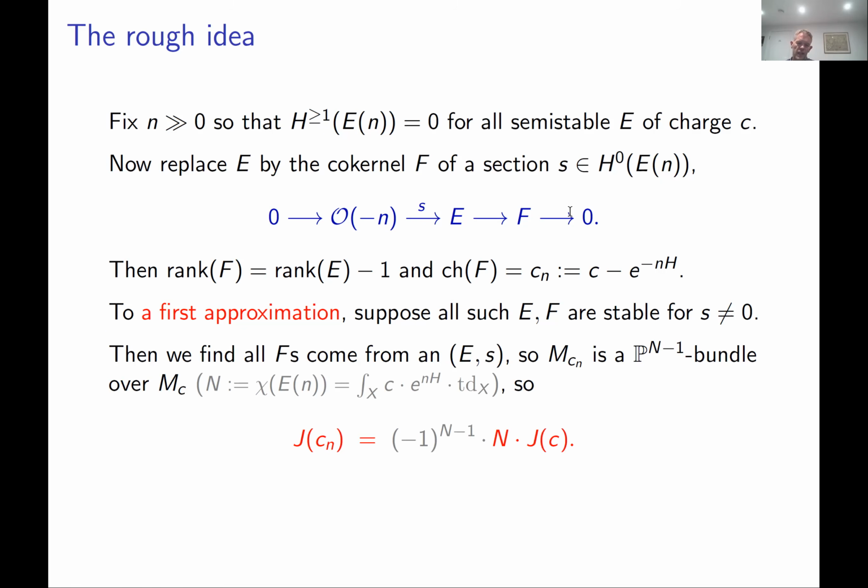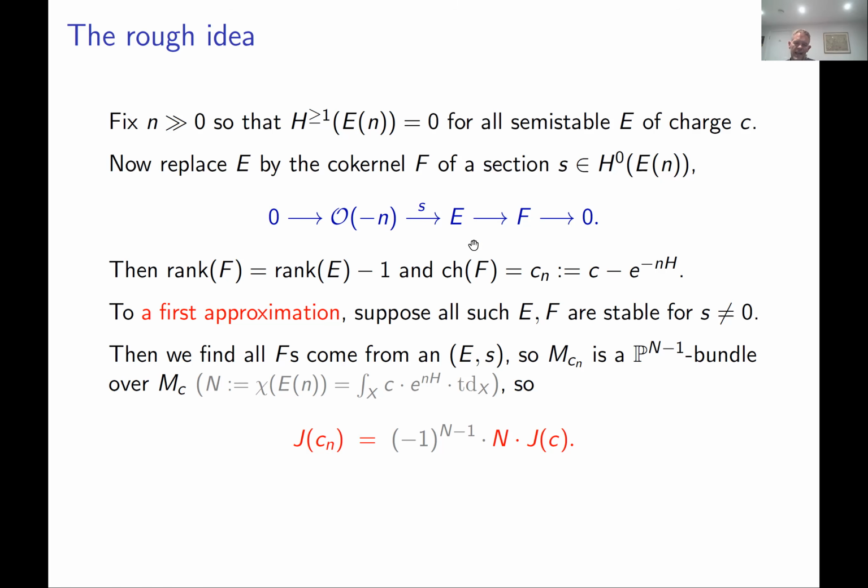Then what you find is, because this n is very large, amazingly, all the F's come from an E plus a section. So any stable F that you can find of this charge here is the quotient of an E by a section. So the data of E and s is the same as the data of F.